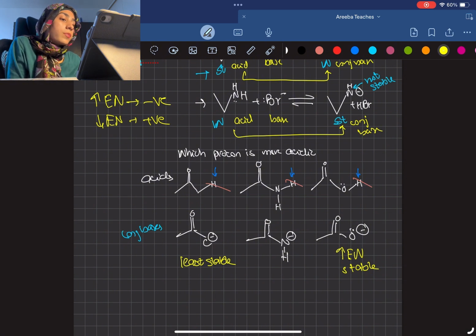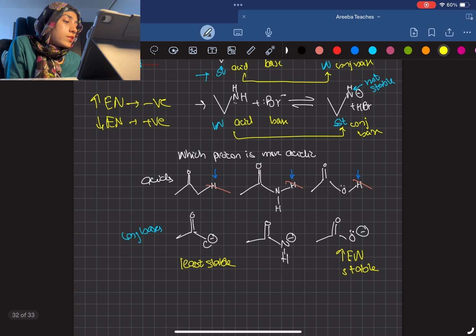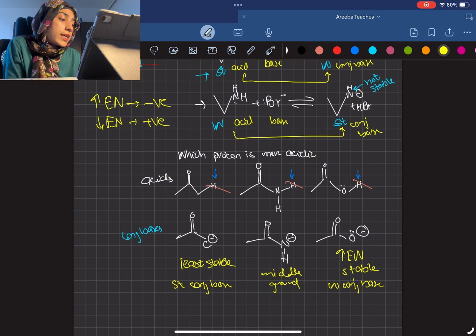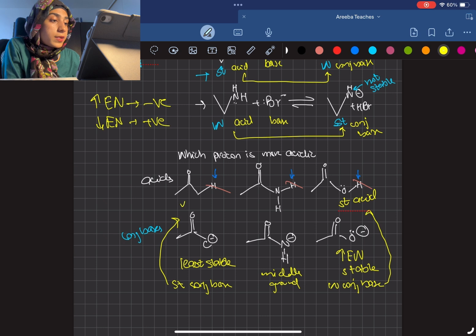So these are our conjugate bases, right? If this one is stable, that means it has low energy, so it is a weak conjugate base. And then this is a strong conjugate base. And nitrogen is like the middle ground here. I'm just figuring out the most and the least. Whatever is in the middle, nitrogen, is going to come in the middle out of these three. If this is a weak conjugate base, this is going to be a strong acid. Because remember, a weak conjugate base makes a strong acid, and a strong conjugate base makes a weak acid.